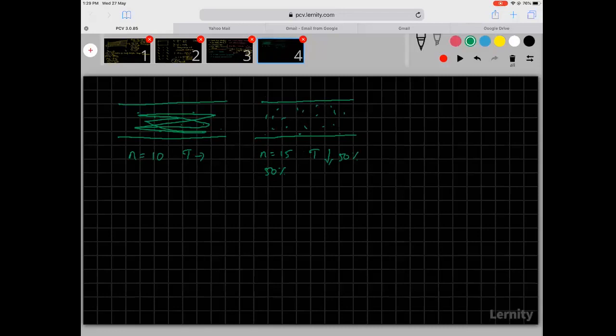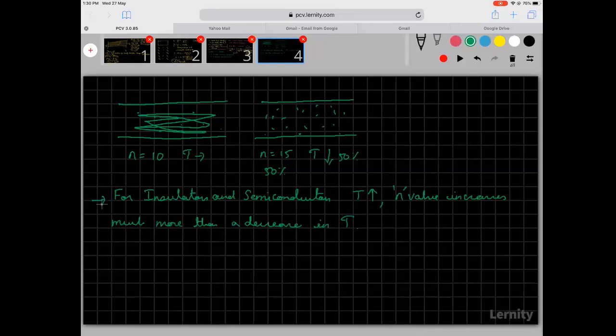So for insulators and semiconductors, as temperature increases, the N value increases much more than the decrease in tau. Okay, so I hope you are able to understand this.